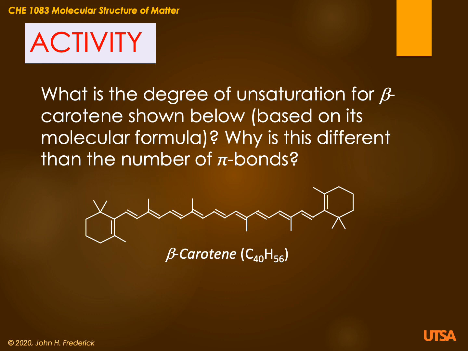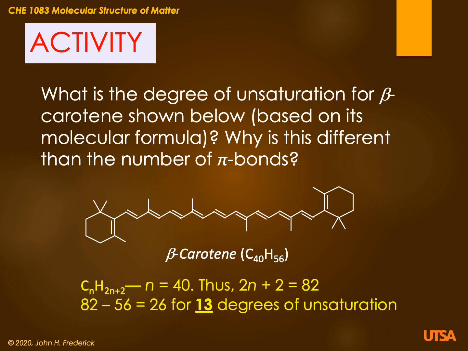All right, have you gotten a degree of unsaturation yet? Okay, now I also asked you to think about why using the formula is different from counting up the number of pi bonds. Well, if we use the formula, we should have a C40H82. 82 minus 56 is 26, which gives us 13 degrees of unsaturation.